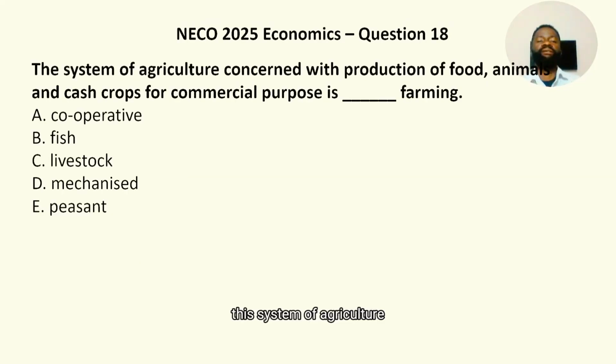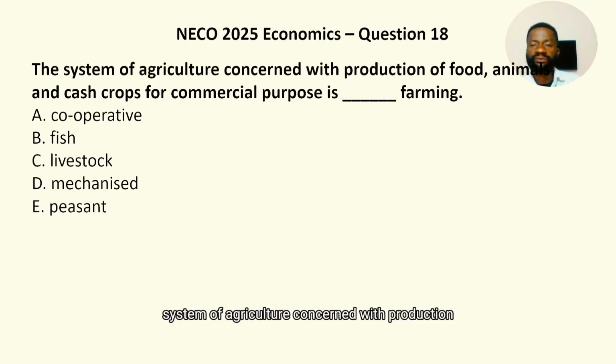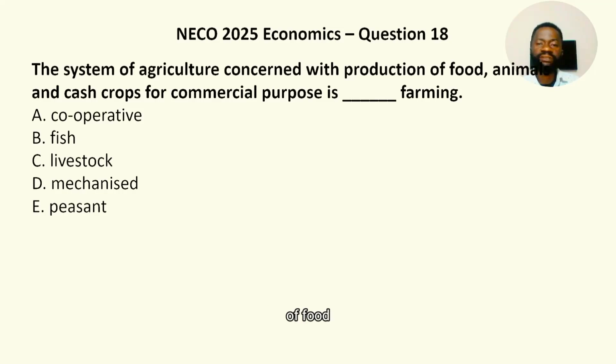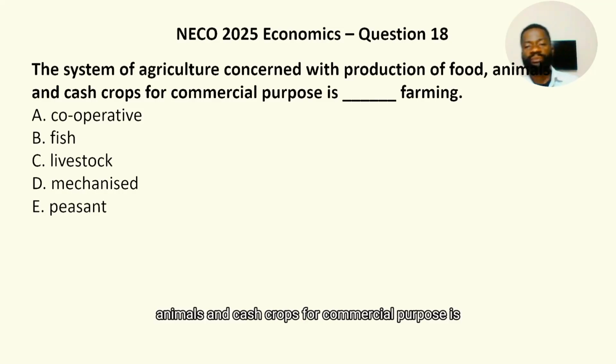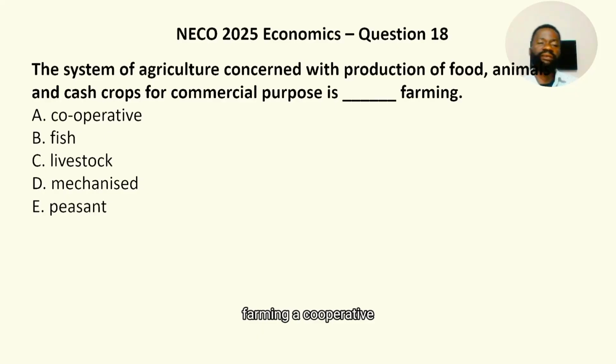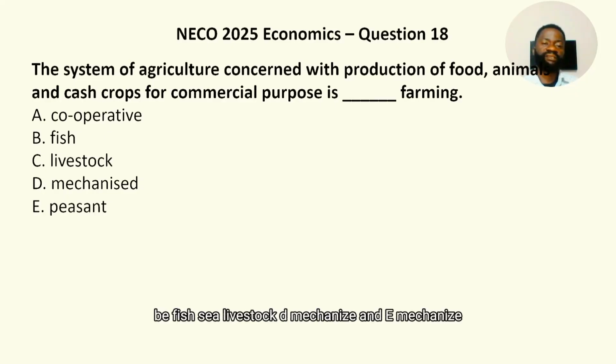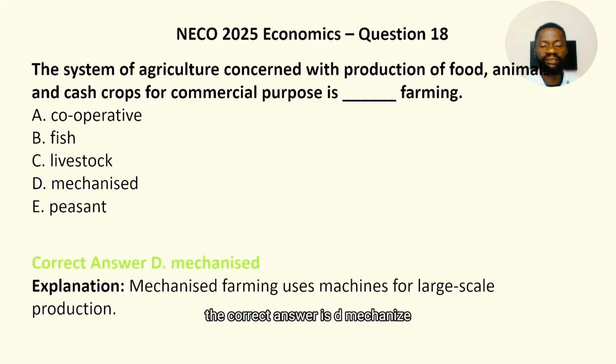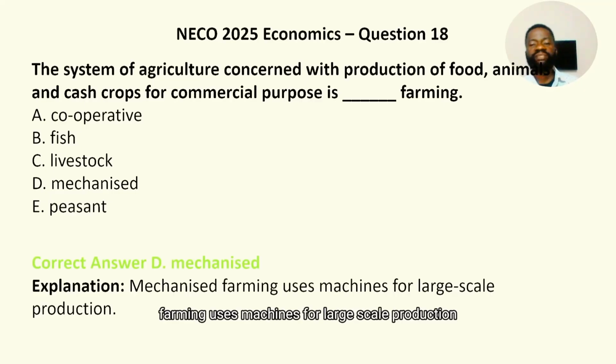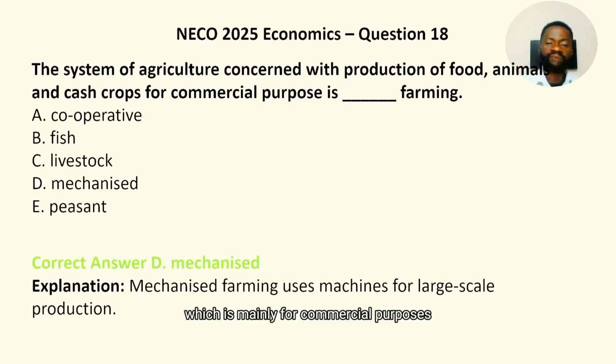The system of agriculture concerned with production of food, animals, and cash crops for commercial purpose is dash farming. A. Cooperative. B. Fish. C. Livestock. D. Mechanized. And E. Peasant. The correct answer is D. Mechanized. Mechanized farming uses machines for large-scale production, which is mainly for commercial purpose.